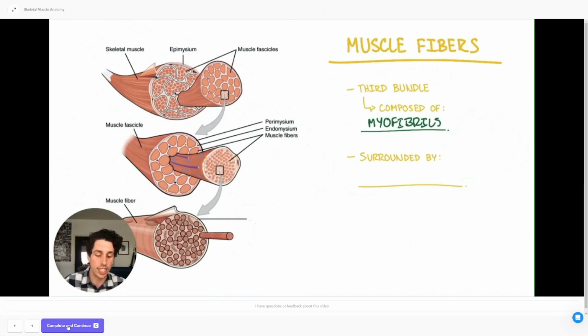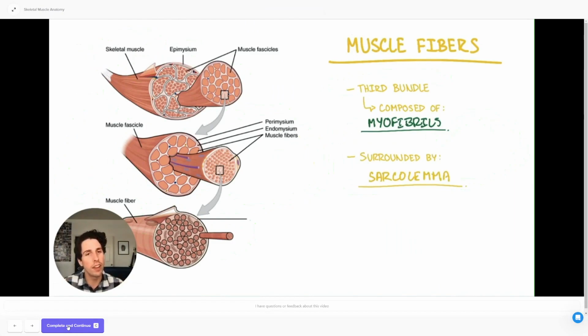But as we can see, just as the skeletal muscle had the epimysium, there's a little bit of a covering that surrounds the muscle fiber itself to create the muscle fiber. And this is going to be known as the sarcolemma. The sarcolemma is going to be the portion that surrounds the muscle fiber. So sarcolemma.